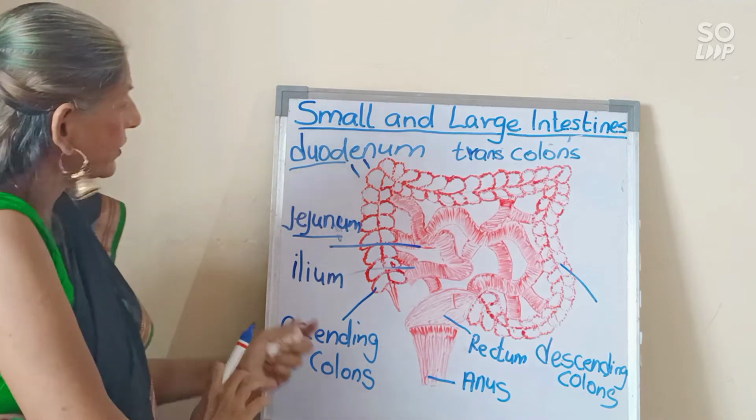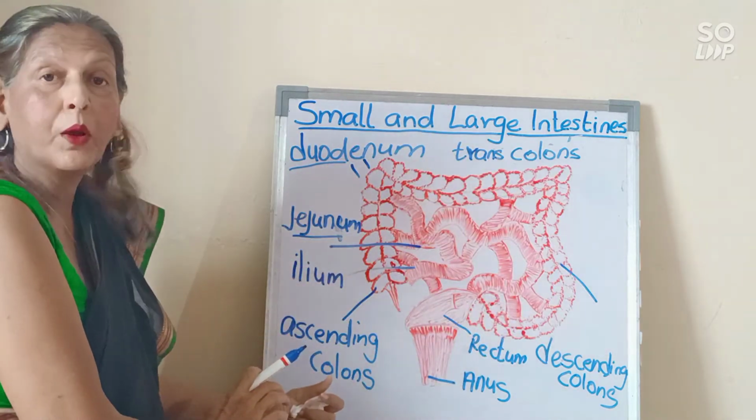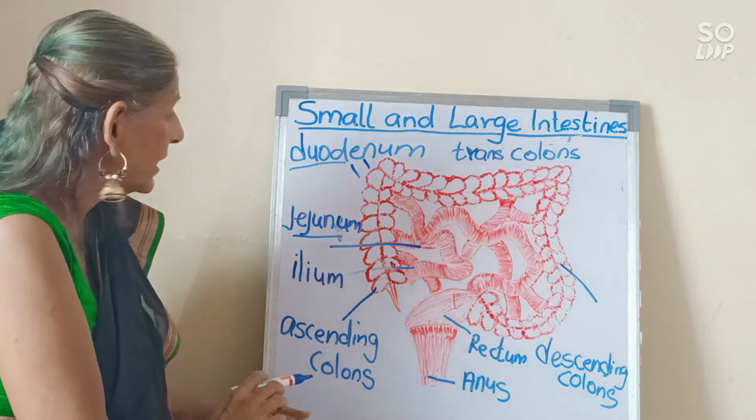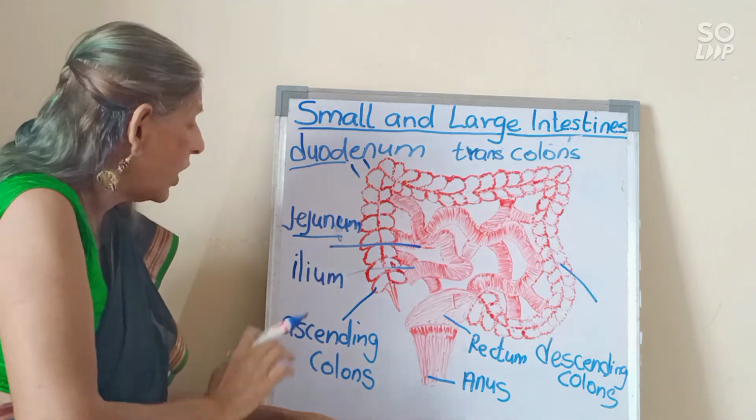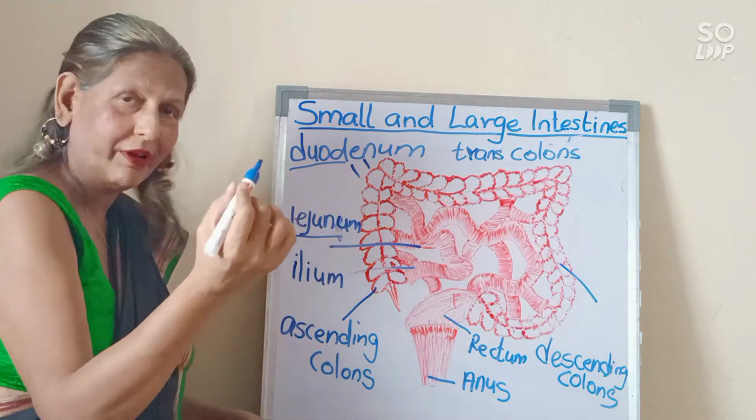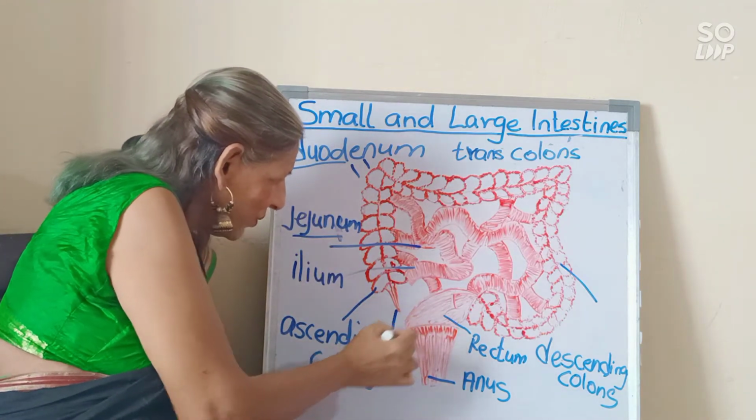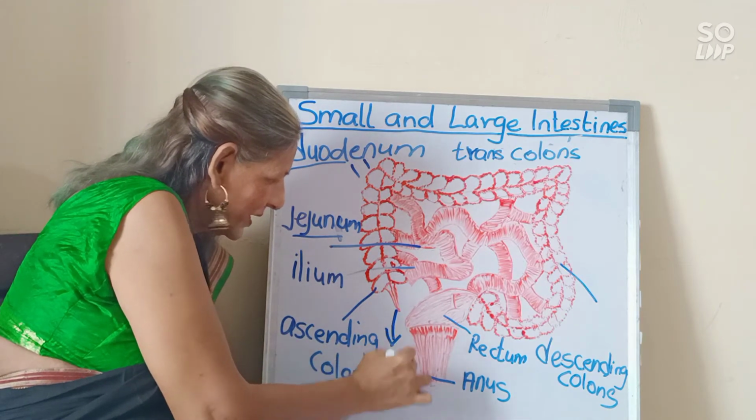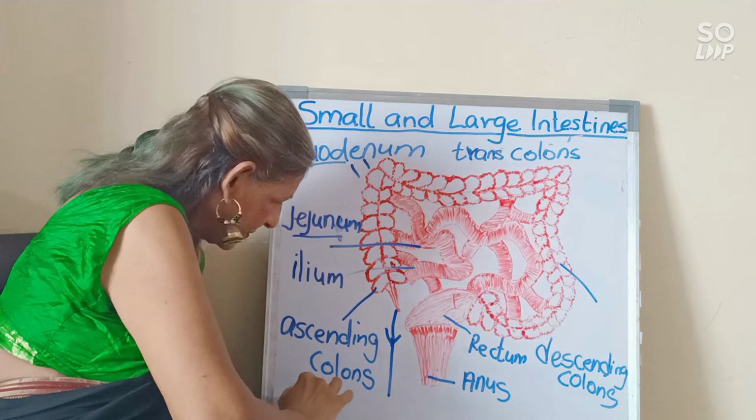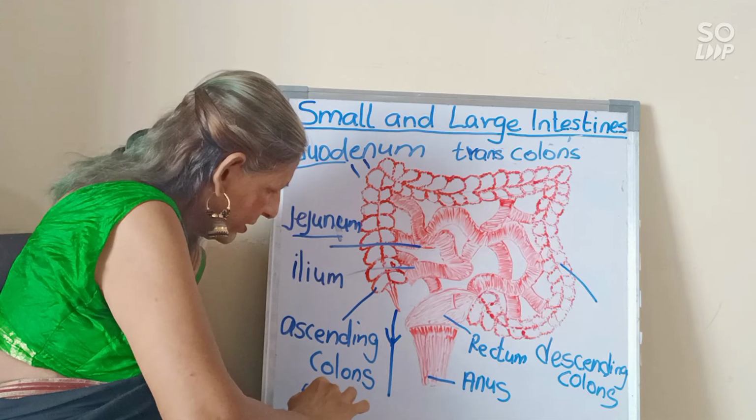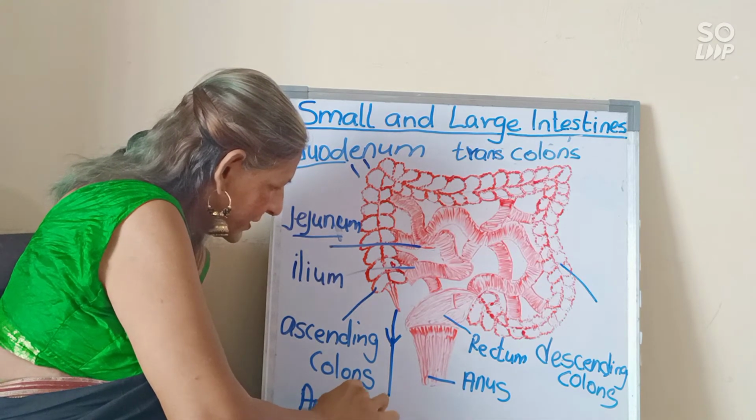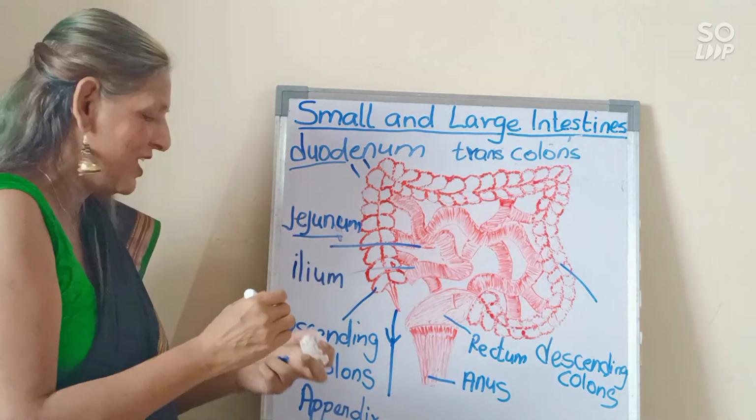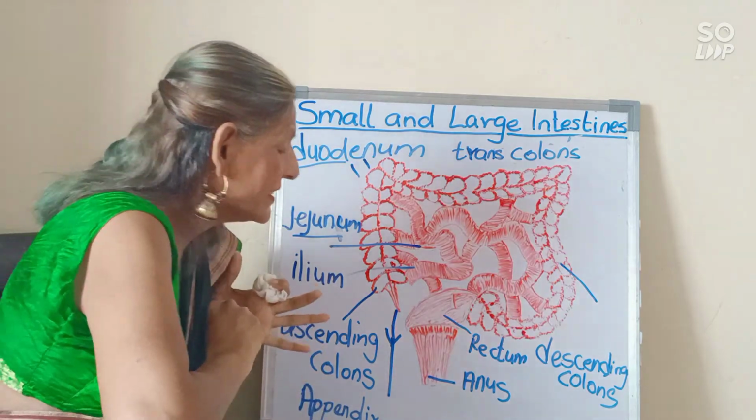Now that we have learnt the names of the parts of the large intestine, let's see what it does. But first I have to tell you what this is. Over here, this portion is the appendix. I'm going to write it here. Appendix.